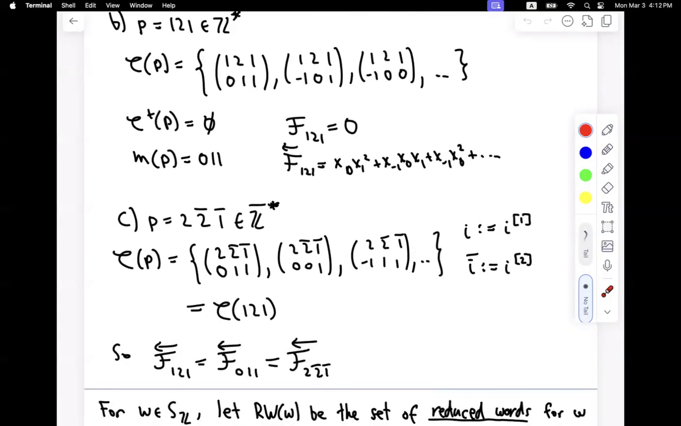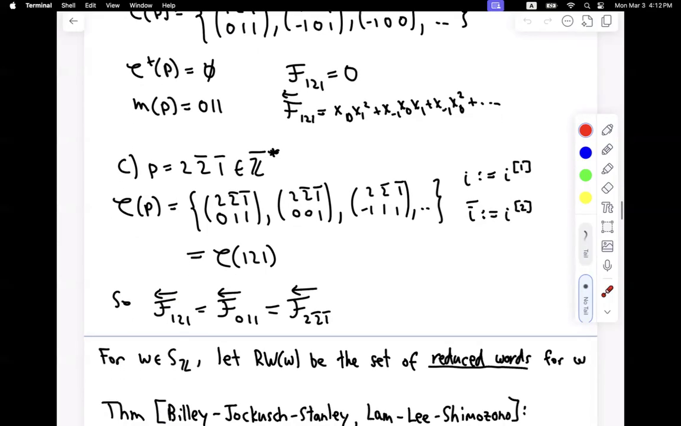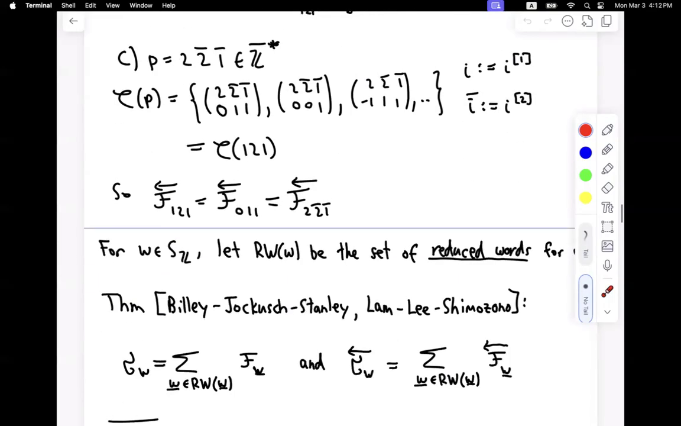Now let's talk a little bit about the Billey-Jockusch-Stanley formula. So first of all, for any permutation, S sub Z just means it's a permutation of Z moving finitely many elements. Let Rw of W be the set of reduced words for W in the Coxeter sense. And the Billey-Jockusch-Stanley formula, done in the backstable case by Lam, Lee and Shimozono, is that the Schubert polynomial is a sum over all of the reduced words of the fundamental slide polynomials.